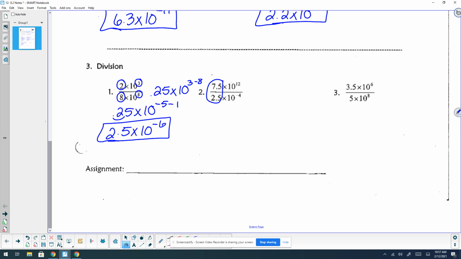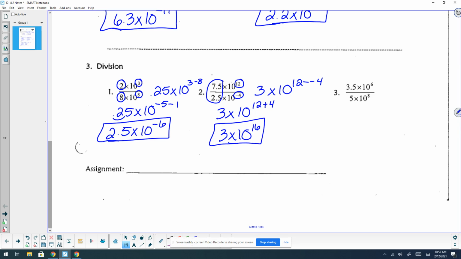When I take 7.5 divided by 2.5, I end up with 3. Then I have my times 10. I need to take 12 minus negative 4. Write it out exactly the way it looks for yourself, because all of you, when I ask you about subtracting a negative, tell me that when I subtract a negative, it means the same thing as adding. So I'm going to subtract the negative, which is really 3 times 10. I'm going to add 12 and 4, which gets me 3 times 10 to the 16th power.